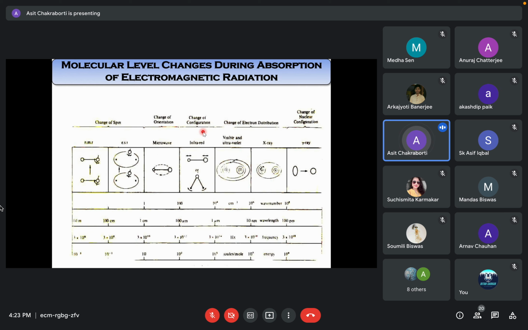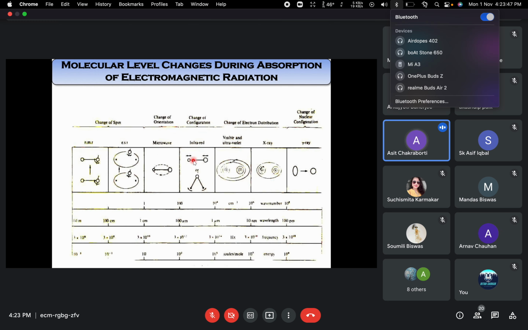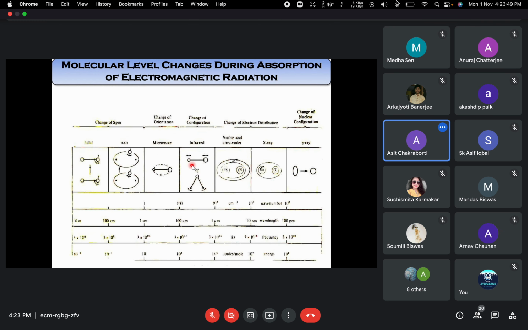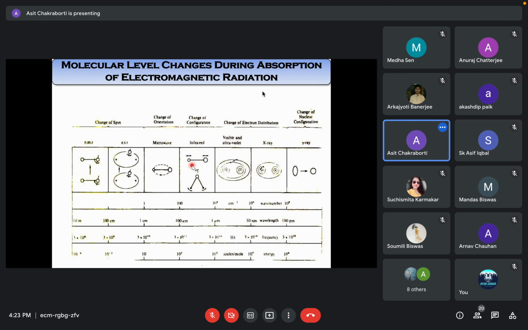Now, why is it called a change of configuration? When the infrared portion of the electromagnetic radiation is absorbed, the molecule undergoes vibrational changes: stretching vibration and bending vibration. Stretching vibration is associated with a temporary increase or decrease of the bond length, right? So now, they are called descriptors.